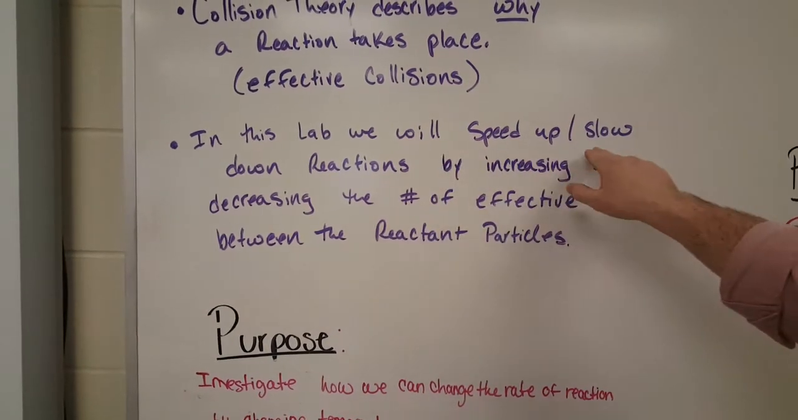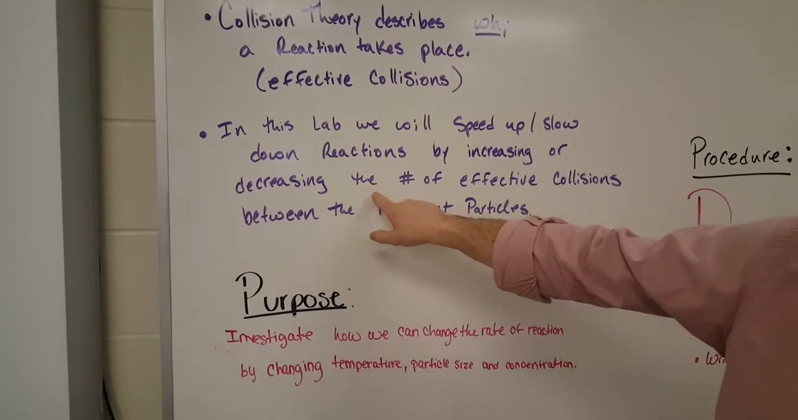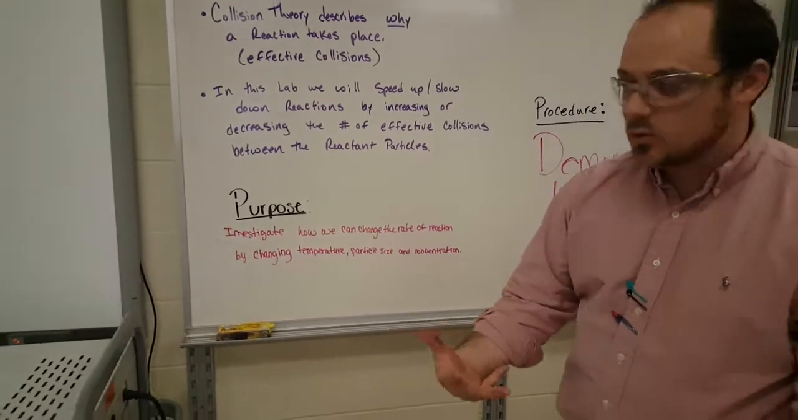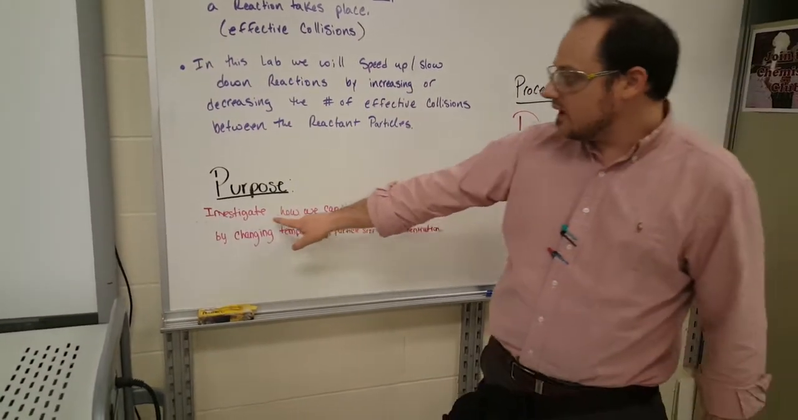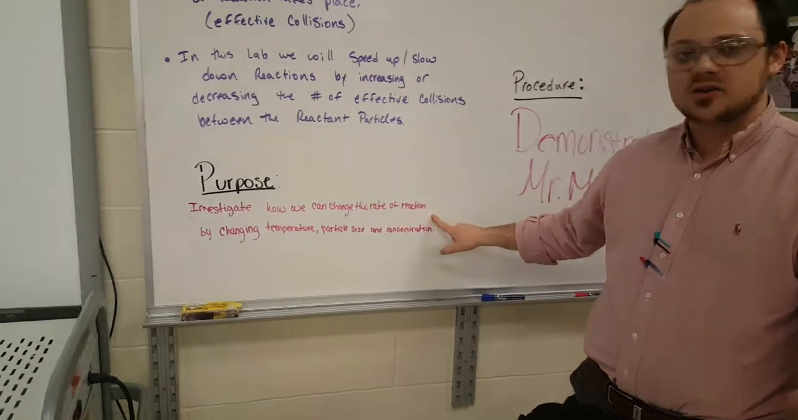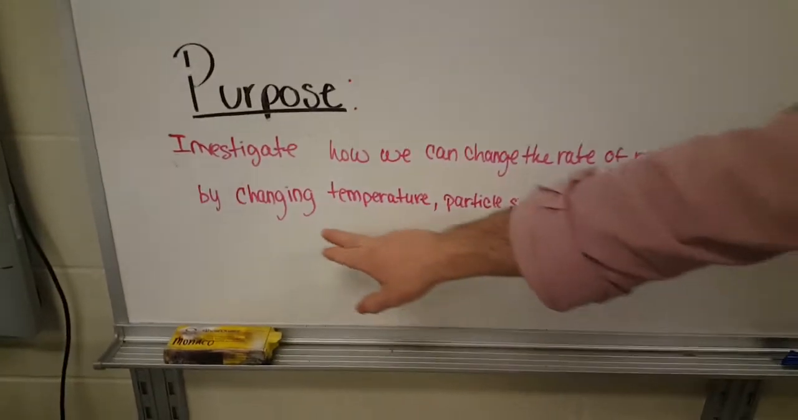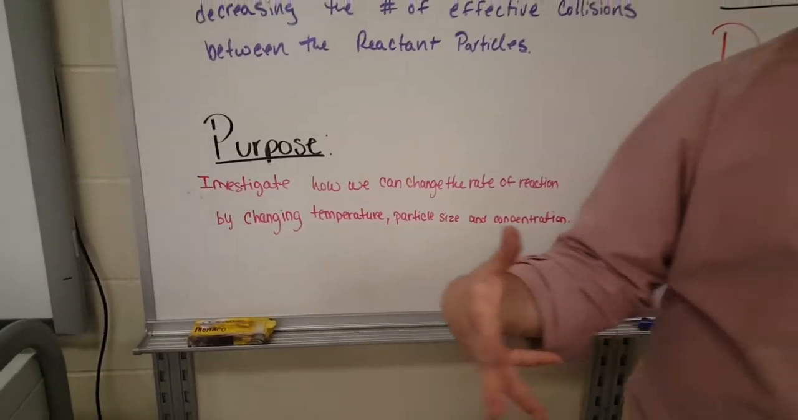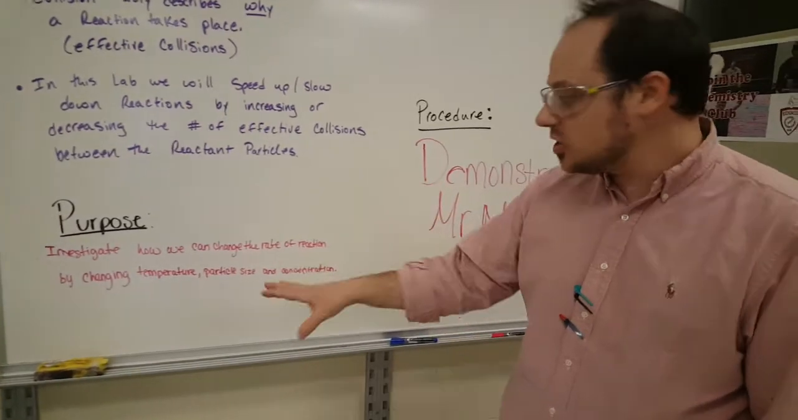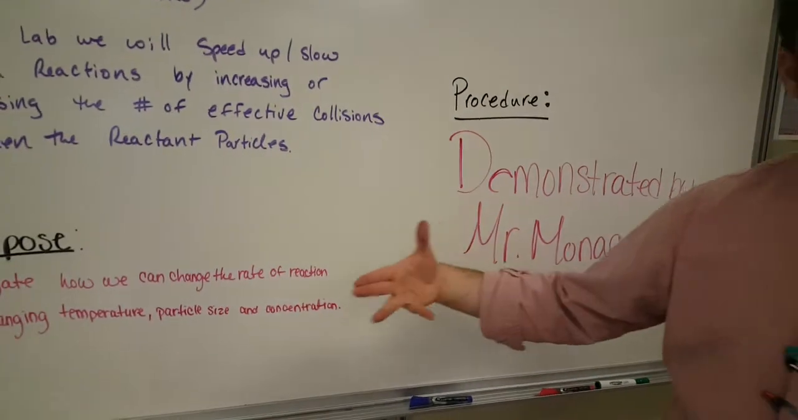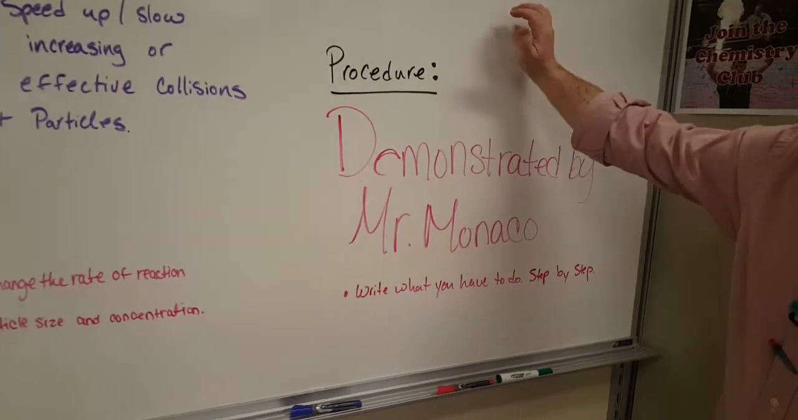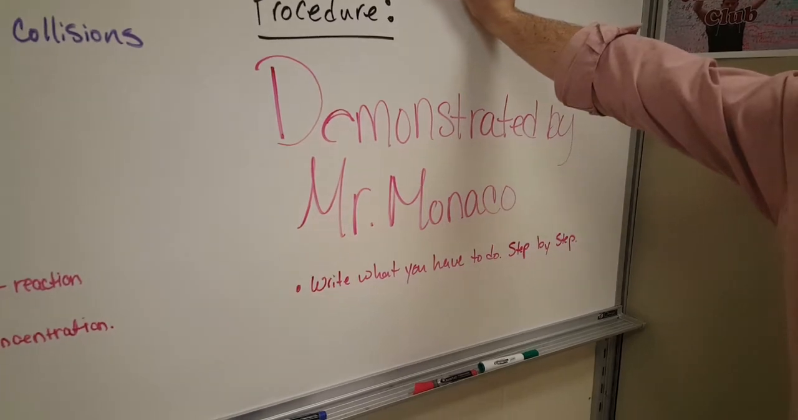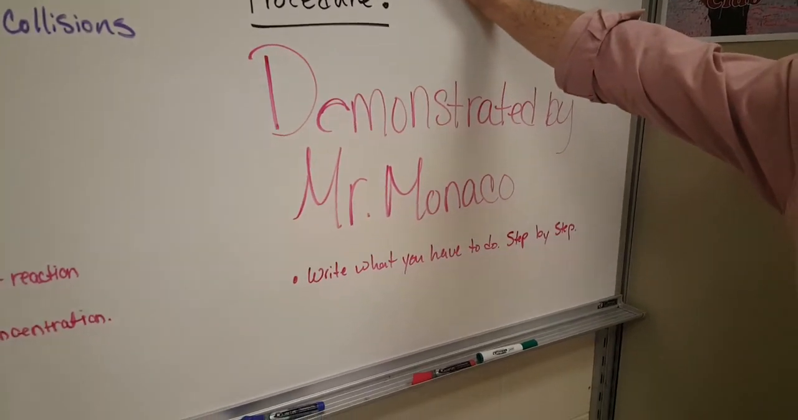We are going to speed up or slow down reactions by increasing or decreasing the number of effective collisions between the reactant particles. That's what this lab is about. Your purpose is to investigate how we can change the rate of reaction, how quickly it completes, by changing things like temperature, particle size, and concentration. If you've been paying attention, you should already have an idea how changing these parameters will change the rate of reaction. We've learned about 6 factors we could adjust, and we're going to work with 3 of them today. The other 3 are not as feasible or easy to do, and you still get the same idea.